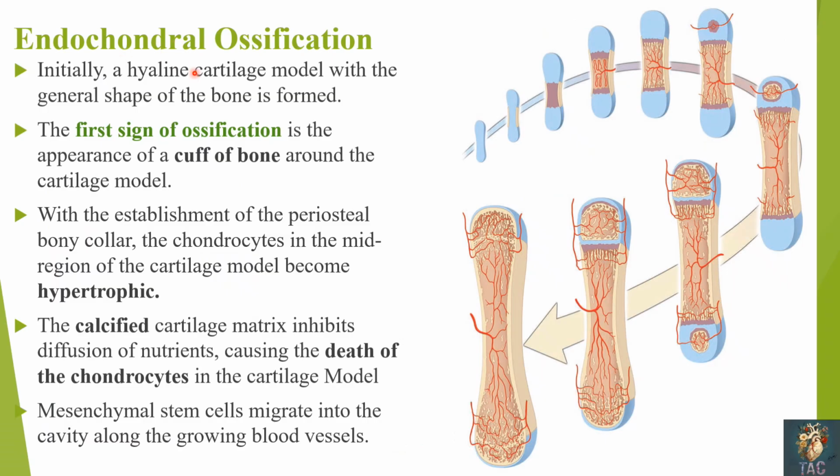So the different steps: initially the hyaline cartilage model will be formed, then the first sign will be a cuff of bone around the cartilage model. With the establishment of the periosteal bony collar, the chondrocytes in the mid region will become hypertrophied. Later on, calcification takes place. Along with the calcification, death of the chondrocytes takes place and osteoblasts start secreting osteoid, and after that osteoclasts cause the bone remodeling. So these are the different steps in endochondral ossification, in which initially a cartilage model is formed which will transform into bone.